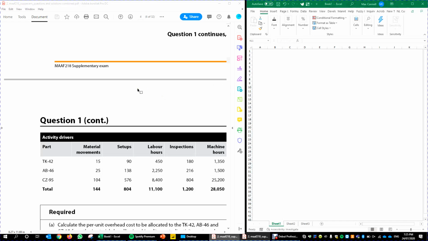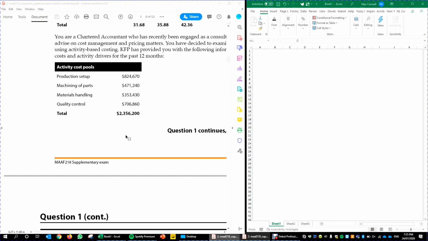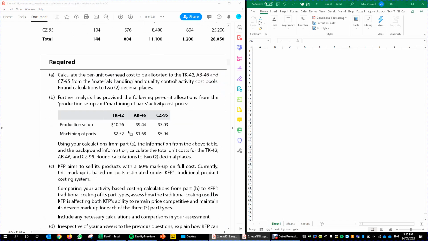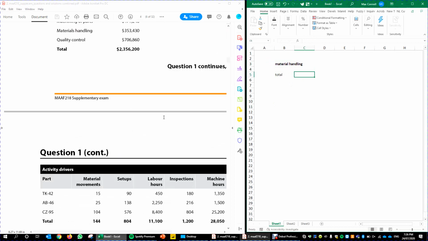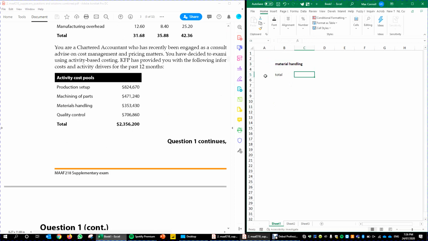Okay, so to figure out how we're going to do this question, we have to allocate the total cost of the materials handling and the quality control. So this is how we're going to approach it. Let's start off with materials handling. And we'll zoom in a bit so you can see it okay. So the total cost of this fixed component is here, 353,430.